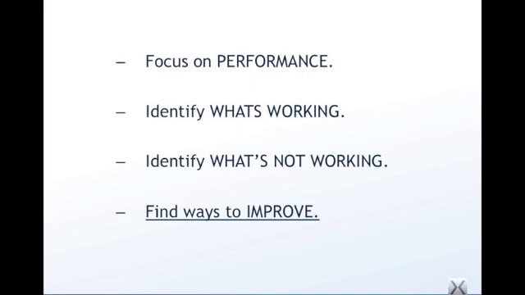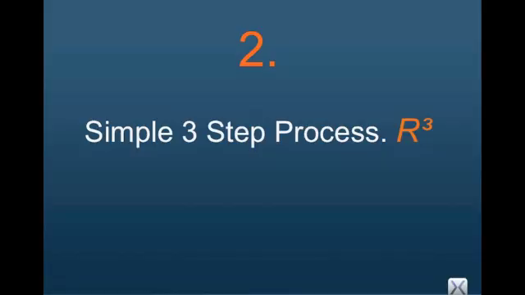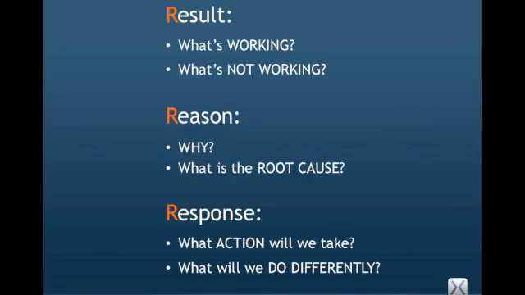So the discipline we're suggesting here can be used in a variety of different ways. Let's just have a look at what we call triple R, or a simple three-step process that can be used pretty much in any circumstance with any team. The triple R basically stands for result, reason and response. And the process that we ask teams to work through is simply to ask themselves what's working at this particular point in time and what's not working.